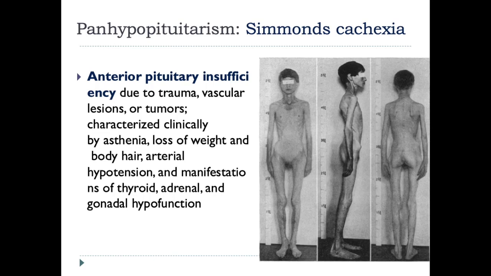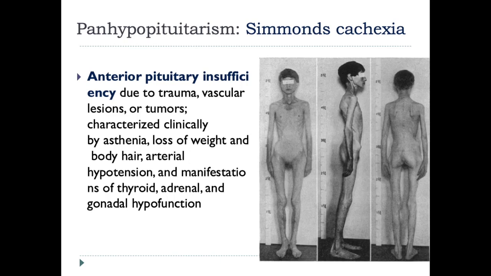Simmonds cachexia is usually associated with vascular lesion or tumor, and characterized by a full insufficiency of anterior pituitary function. And the clinical manifestations are asthenia, loss of weight and loss of hair, hypotension, and manifestations of pluriglandular insufficiency, which includes thyroid, adrenal, and gonadal hypofunction.